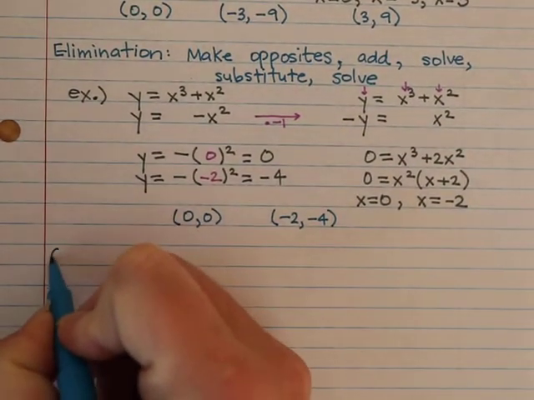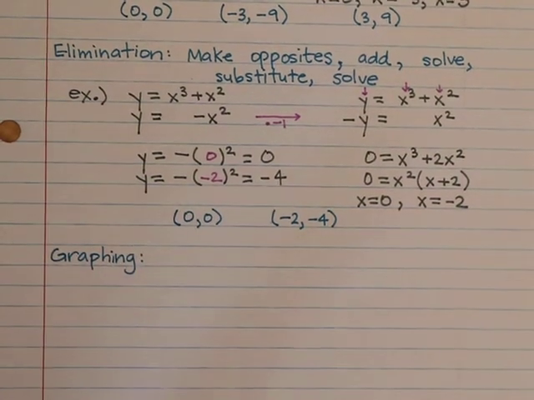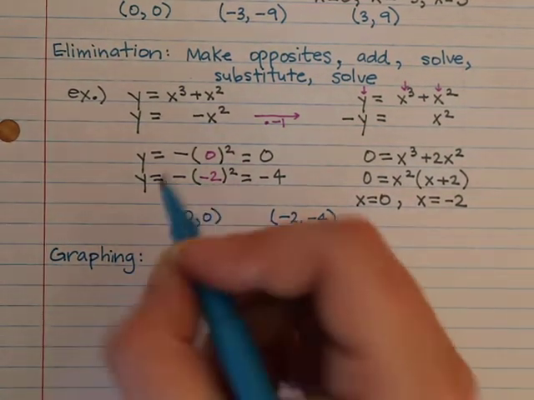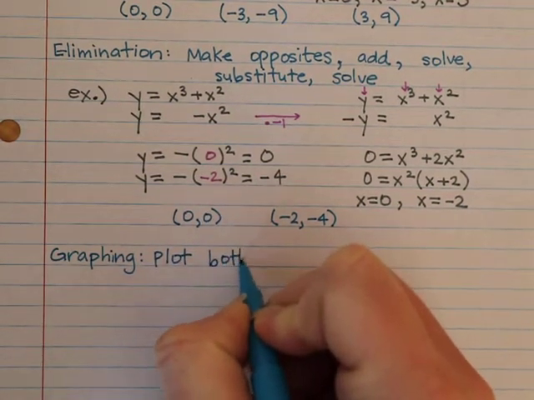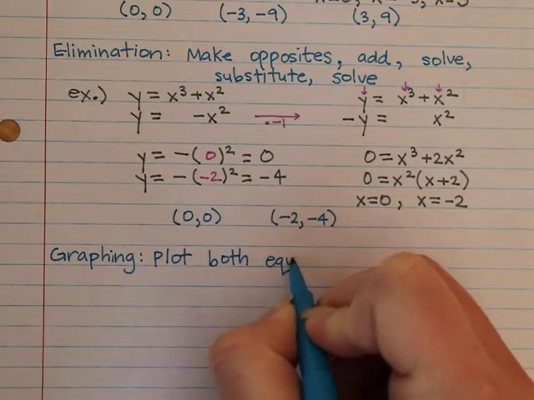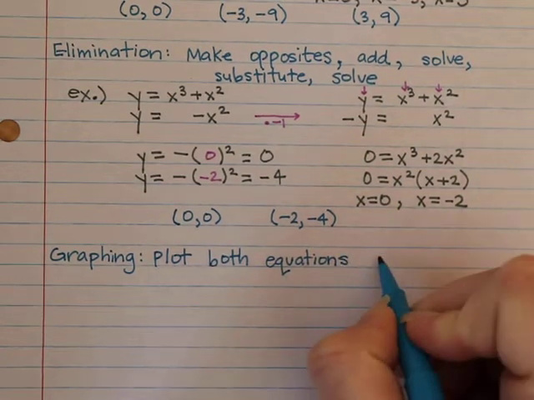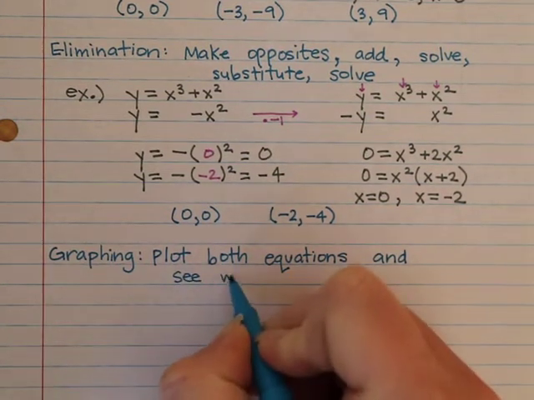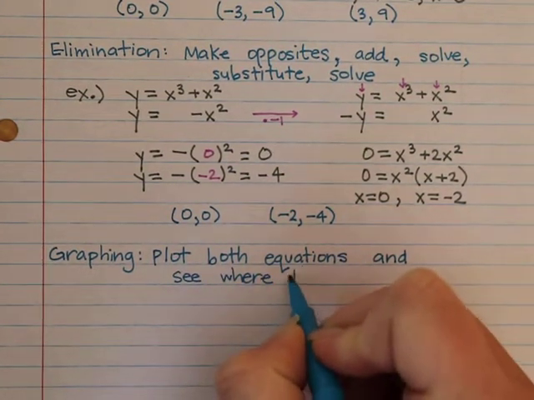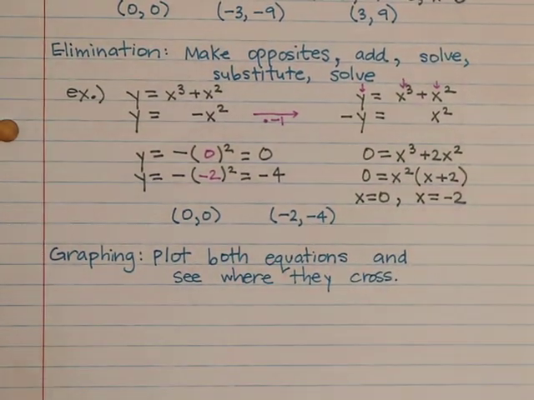Third method, graphing. Okay, graphing is super high tech. Plot both equations. And I say plot, I mean get your 84 out, or get your Desmos out, or you do you, boo, but that's what I mean. And see where they cross. Wherever they cross, there's your answer.